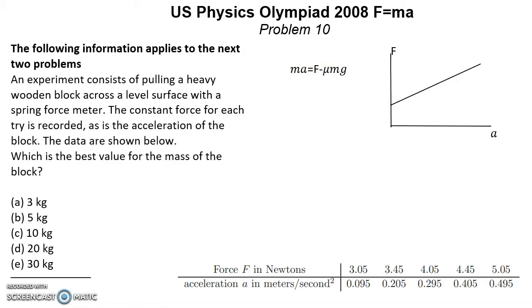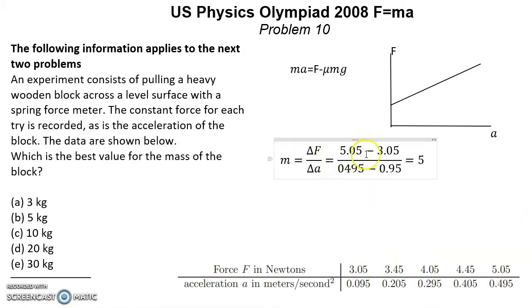From this picture we can see that mass can be defined as the slope of this graph, so ΔF divided by ΔA. And the best way to choose this delta is to take the furthest points, like this one and this one. So we can write this immediately.